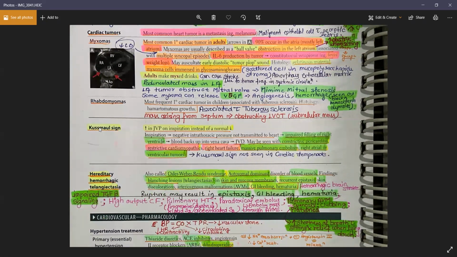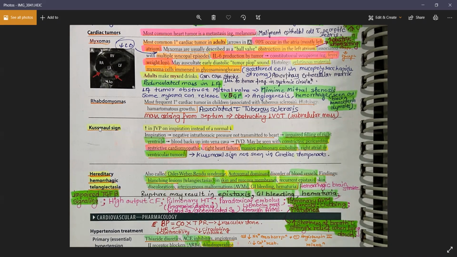Then comes the Kussmaul sign. Whenever you do the inspiration, what's going to happen? The pressure inside the thoracic cavity will drop, and as a result, you will see the drainage of the blood back into the right atrium. So in that case, the jugular veins must be compressed, must be kind of non-distended.